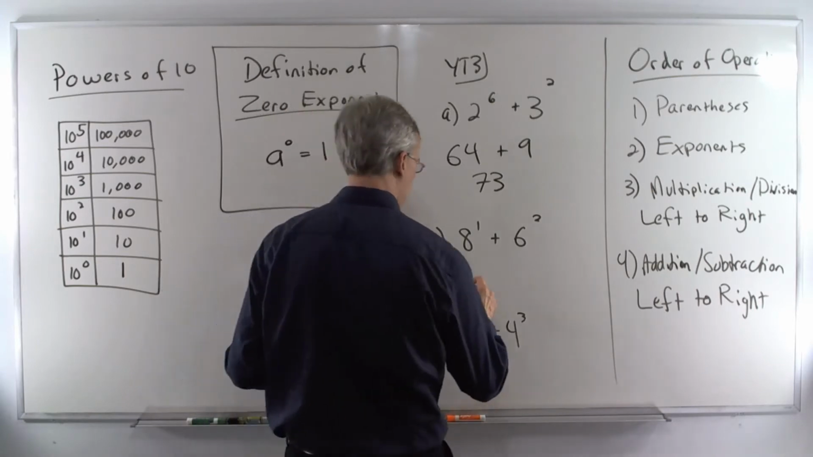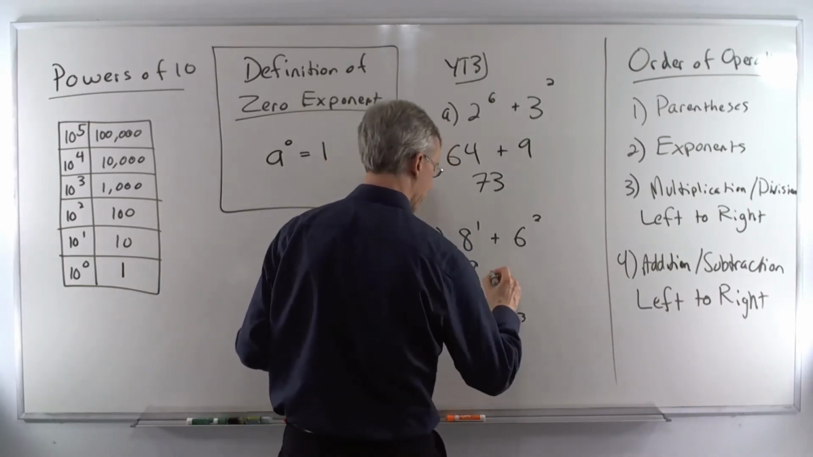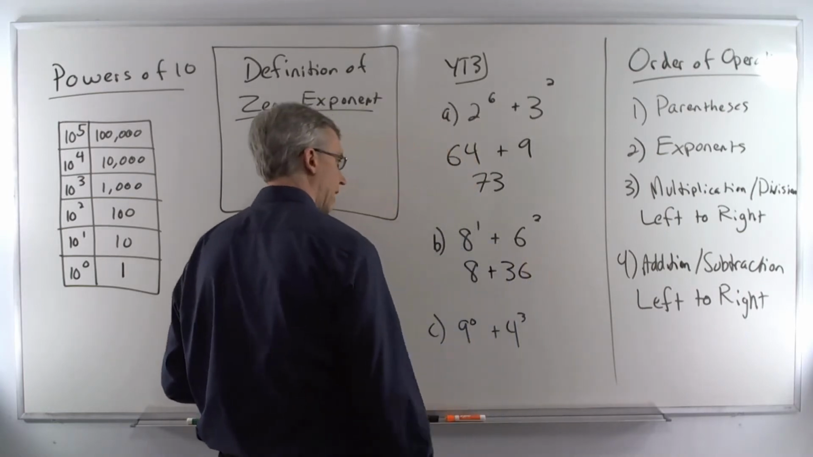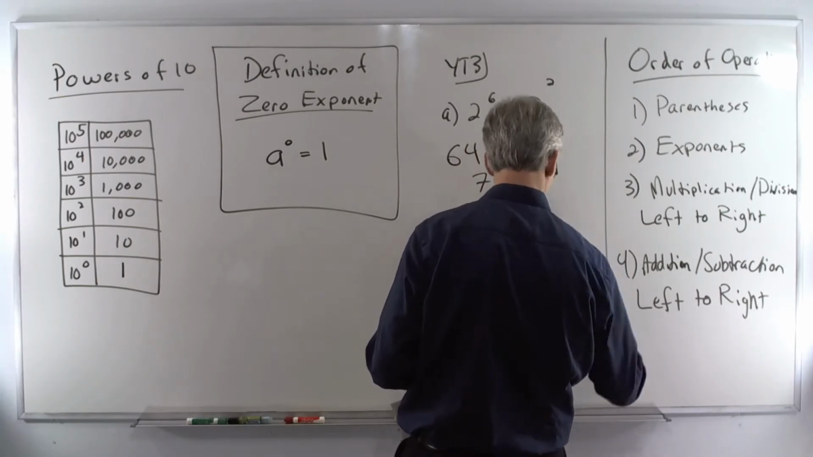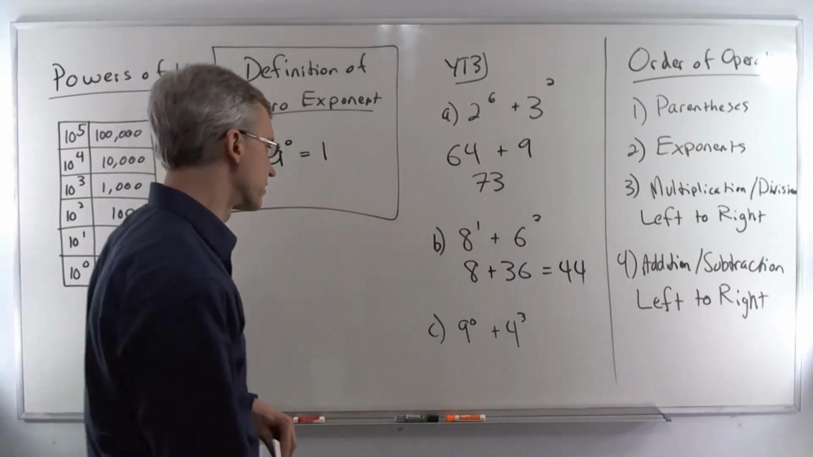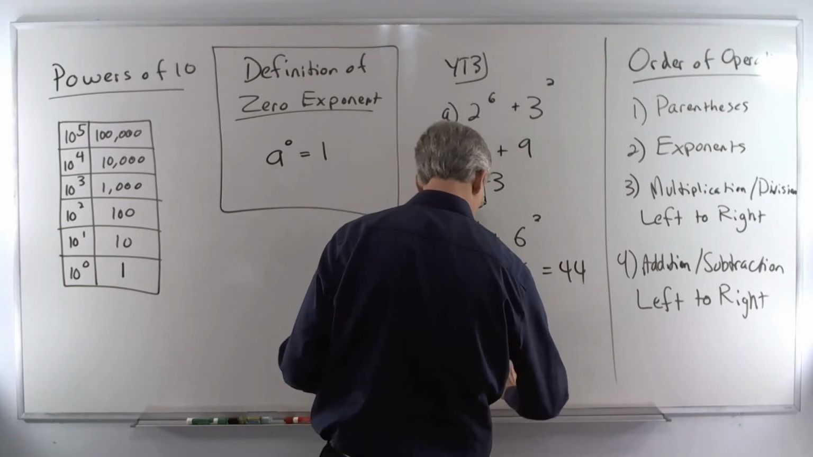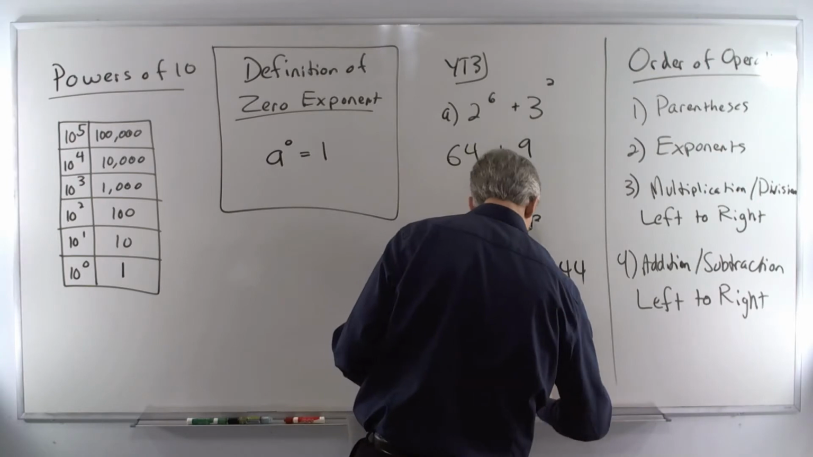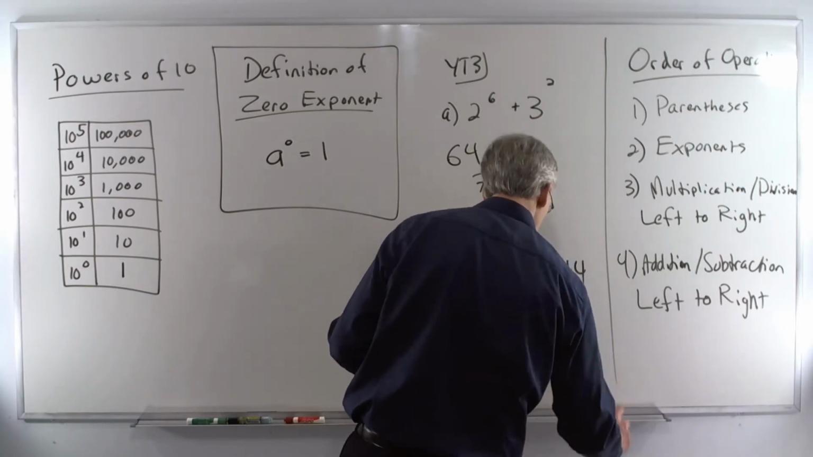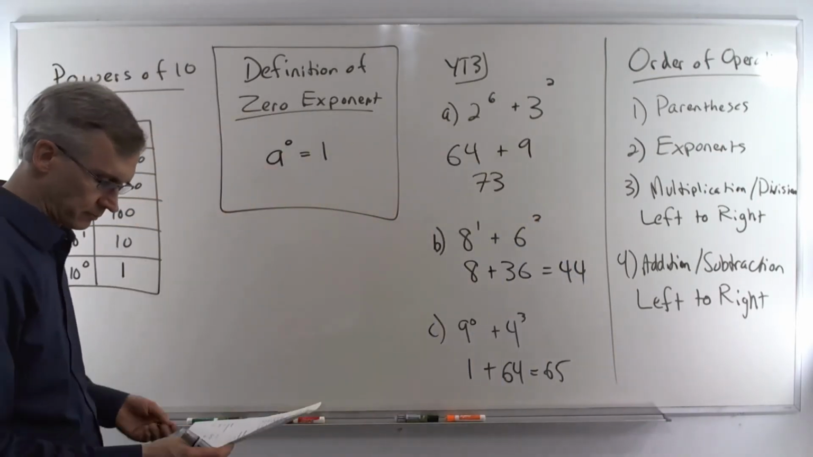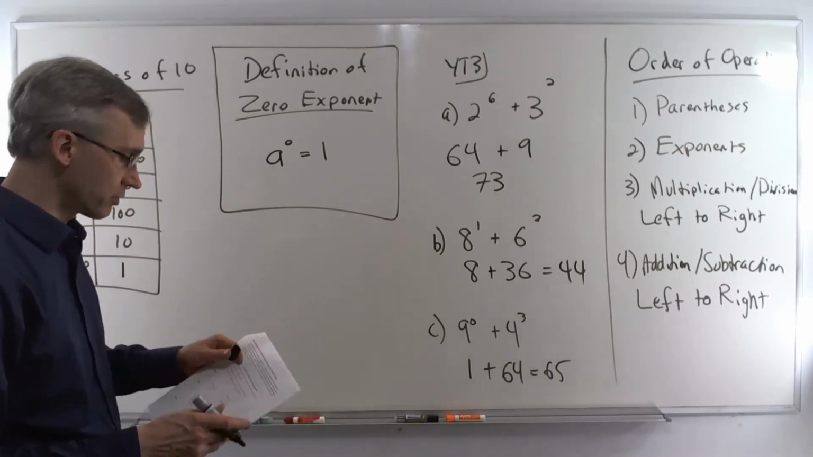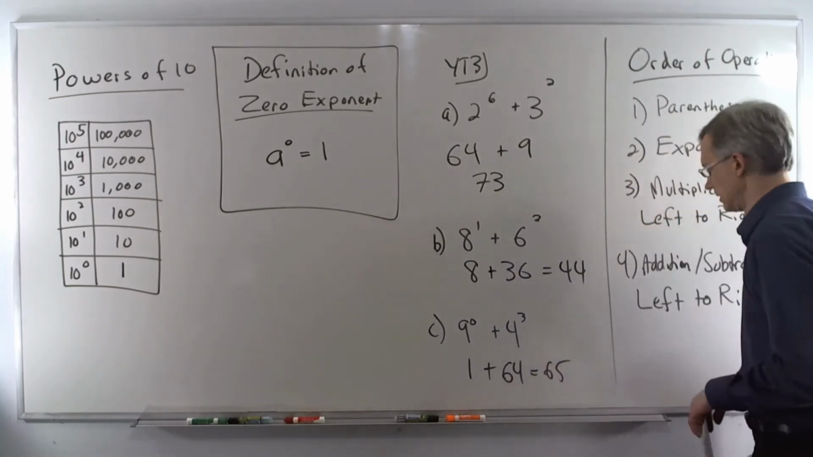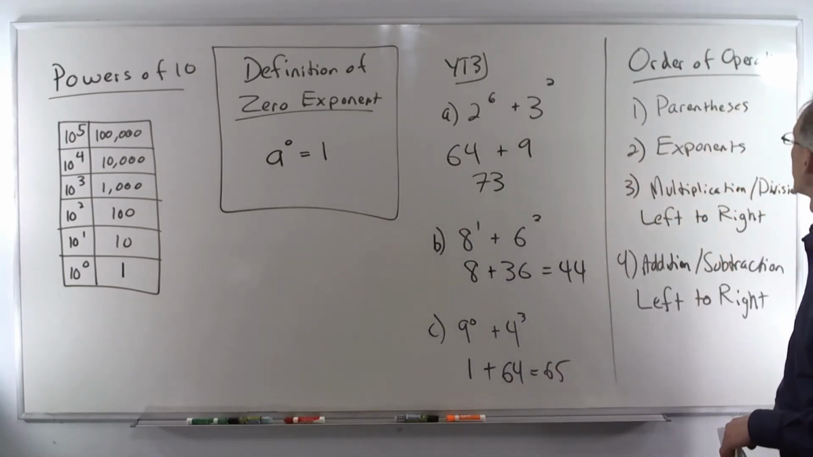Next one, 8 to the first power, that's just the same as 8 without any exponent. 6 squared, 36. Add them together, we get 44. And finally C, 9 to the 0 power, that is equal to 1. 4 to the third, we got 4 times 4 is 16, times 4 is 64. Add them together, you get 65. Now, how did I know to do the exponents first and do the addition last? Well, that's the order of operations agreement.